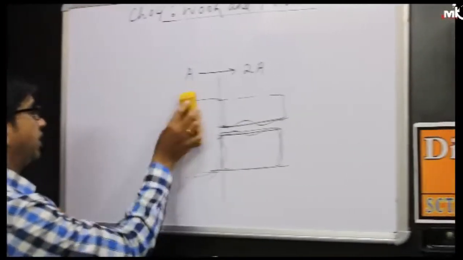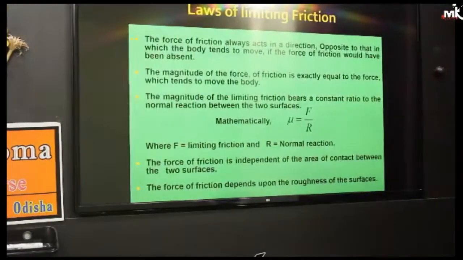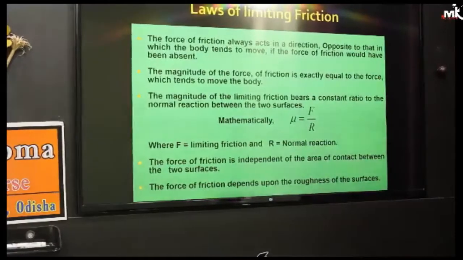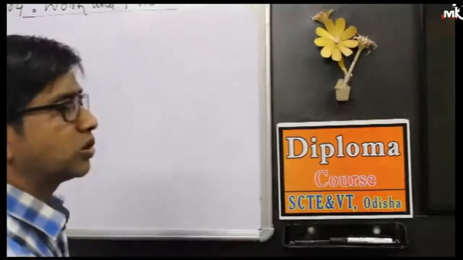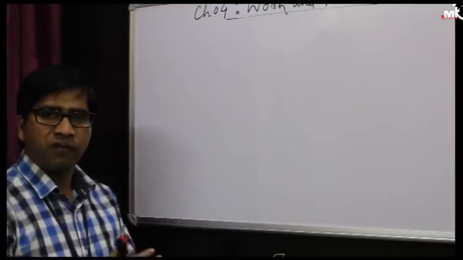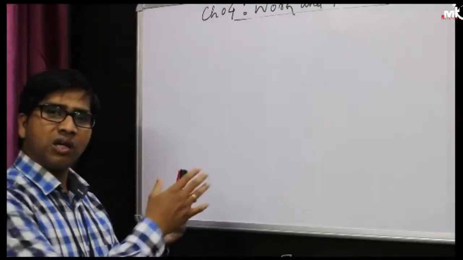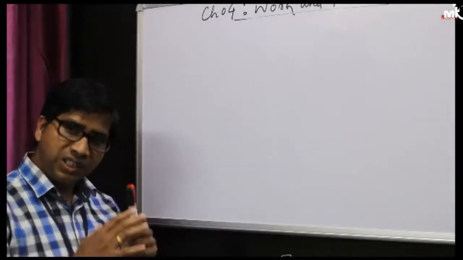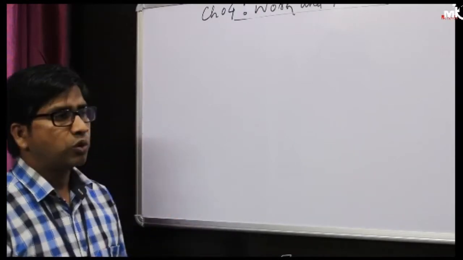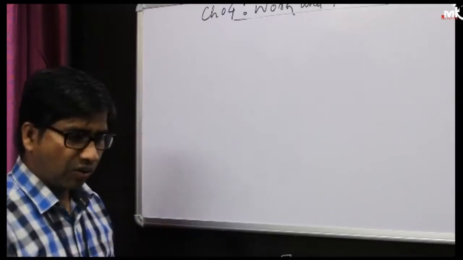These are important from the exam point of view, as they are discussed again and again, so there is no difficulty writing the laws. First law: force of friction acts opposite to the direction of motion. Second: force of friction is exactly equal to the limiting applied force with which the body tends to move. Third: frictional force bears a constant ratio with normal reaction. Fourth: force of friction is independent of the area. And fifth: force of friction depends upon the roughness of the surfaces.